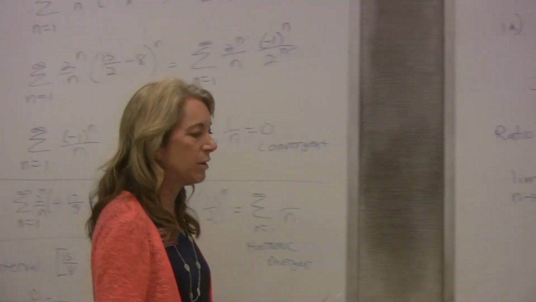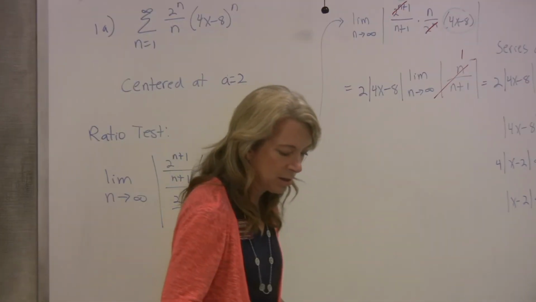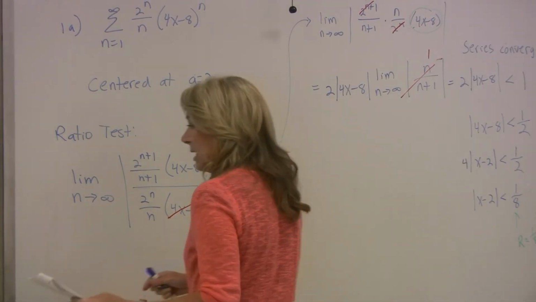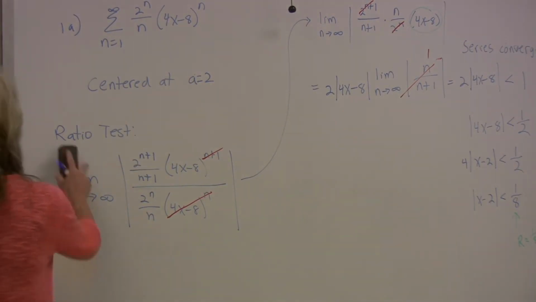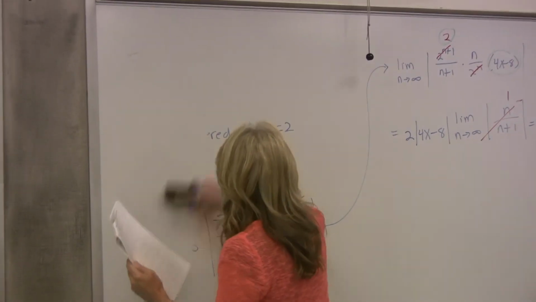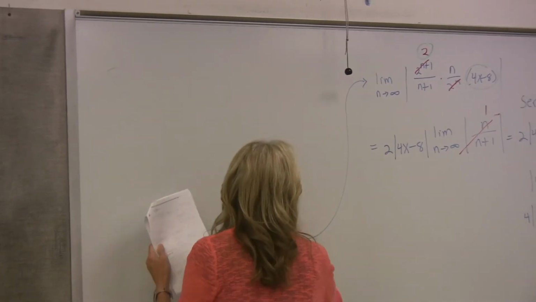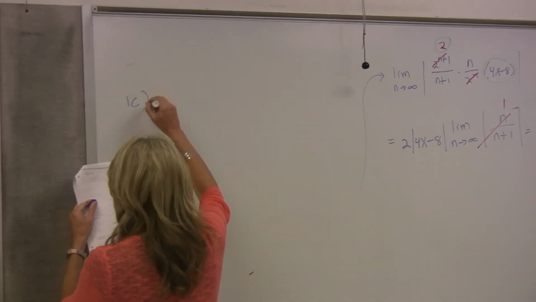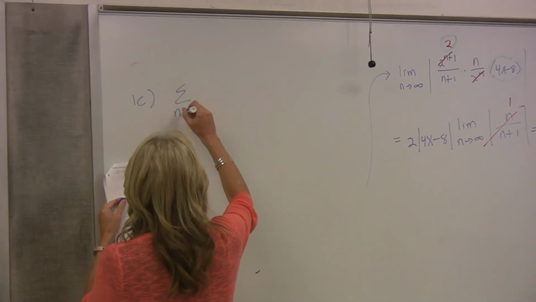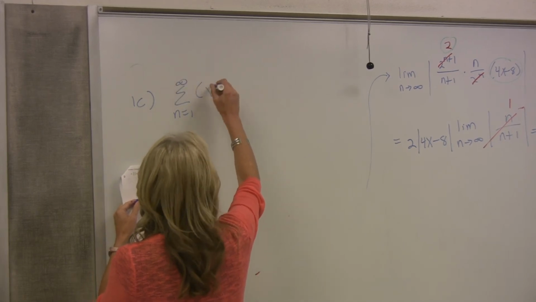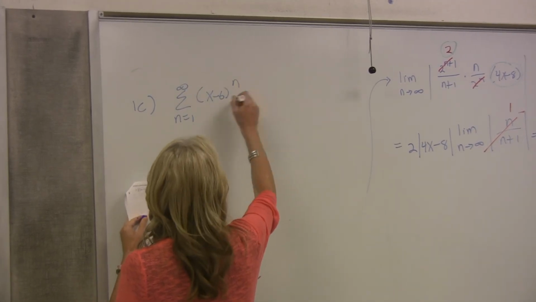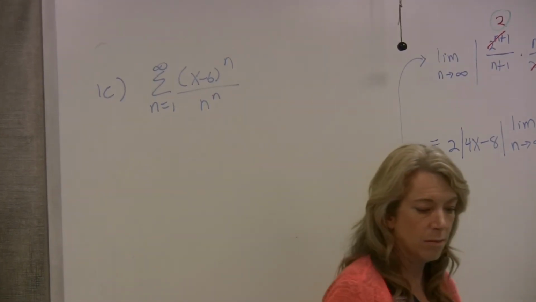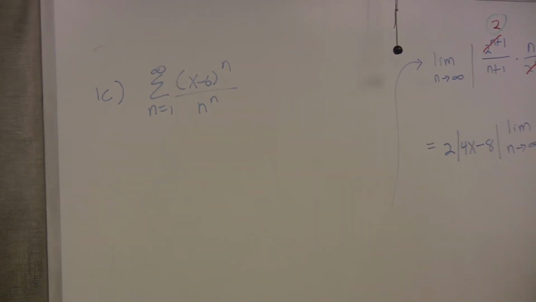Okay, let's look at the last one real quick because it's another special case. Example 1C. We can do this. Probably have to finish that quiz. 1C has the sum n equals 1 to infinity of x minus 6 to the n over n to the n. Same question, interval and radius of convergence.